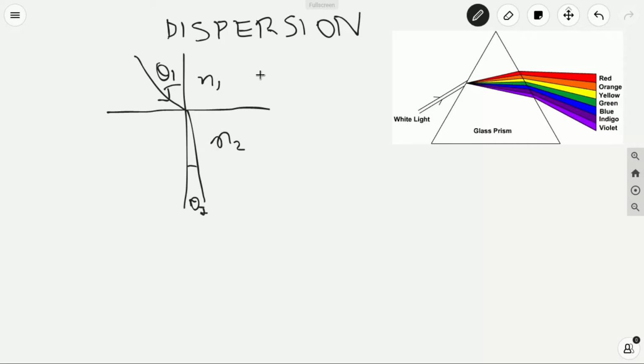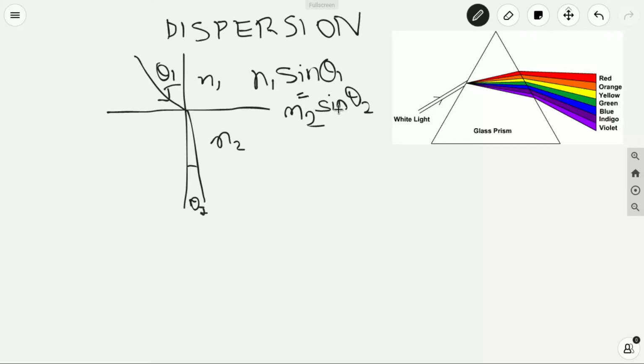What we have learned, what is Snell's law? Yes, Snell's law states that n1 sine theta 1 equals n2 sine theta 2, right? So n1 sine theta 1 equal to n2 sine theta 2. Now, does this help you to explain dispersion?